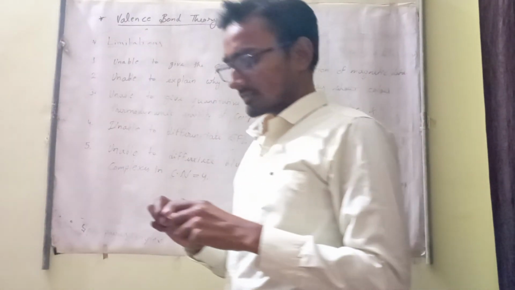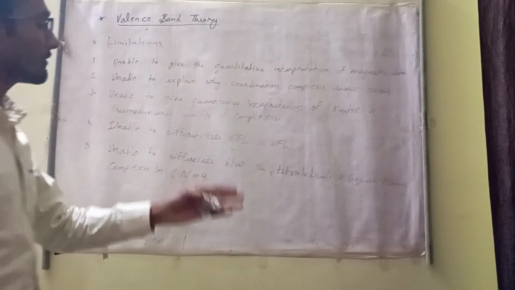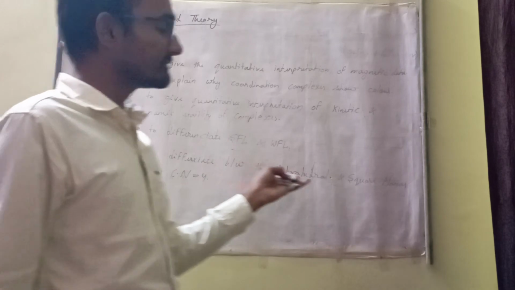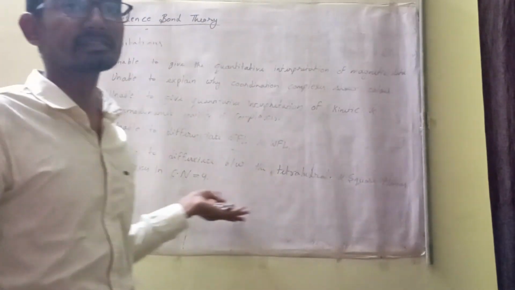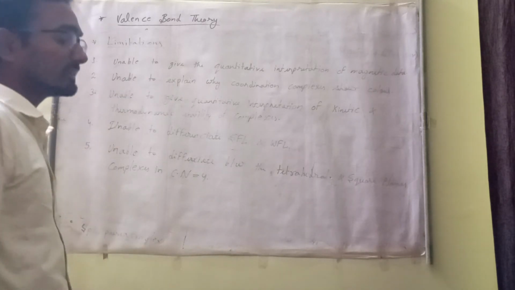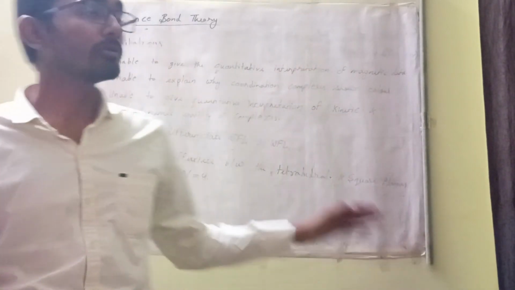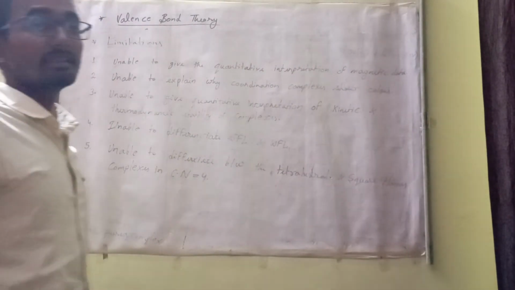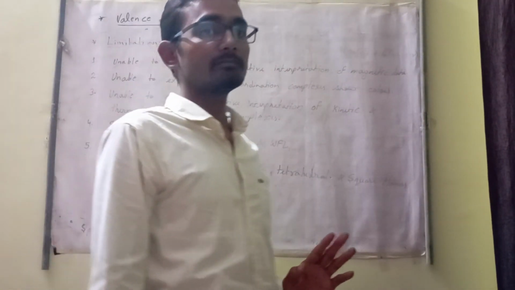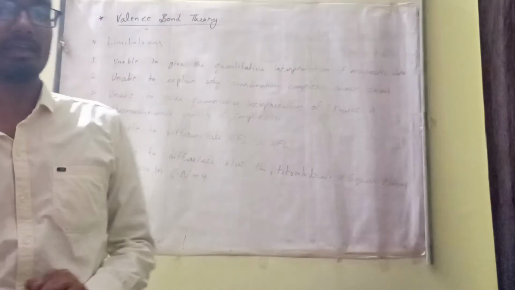First of all, it is unable to differentiate between tetrahedral and square planar complexes in coordination number 4, and it is also unable to give quantitative interpretation of kinetic and thermodynamic stability of the complex, and also does not explain why coordination complexes are colored, and it also does not give quantitative interpretation of magnetic data. All these are the limitations of valence bond theory. That's all for today's class.